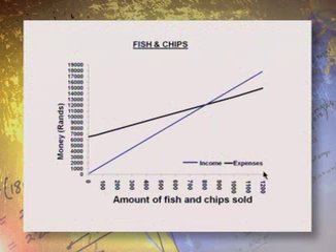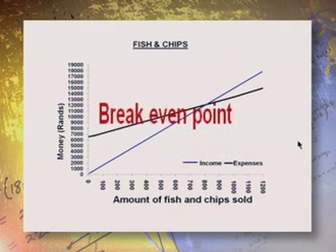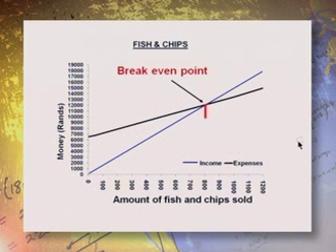Now, how did I get that? Let's read it off from the graph. There's the graph. The break-even point is there, and we go all the way down, and we see that it comes to about 800. So in other words, the amount of fish and chips sold is 800.